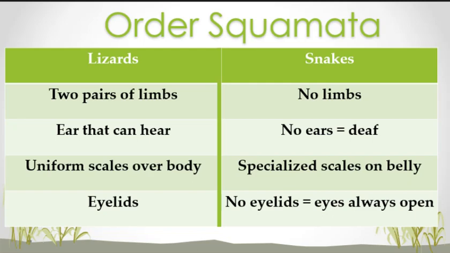All right, lizards have eyelids. Snakes do not. They're always staring at you. That's why they're creepy. They don't ever blink their eyes.